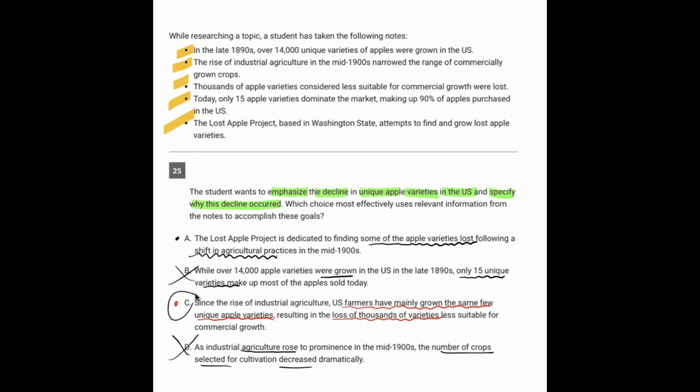Definitely answer choice C. A is more vague. It's just telling us that there was a shift in agricultural practices. That shift could have been anything. So although that looked like the reason why the varieties were lost, when we saw the actual reason in answer choice C, it looked so much more specific that we kind of know that that's the right answer.